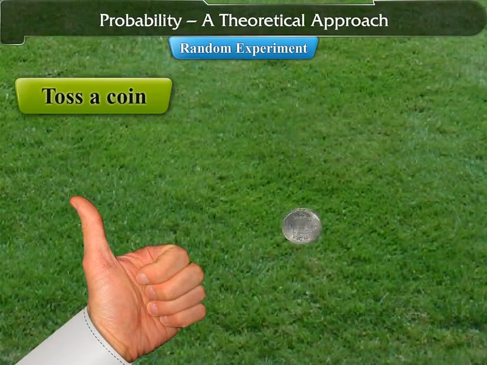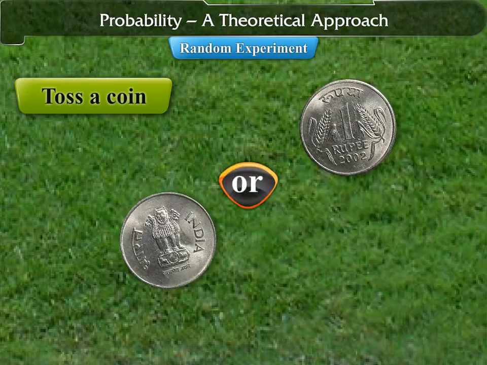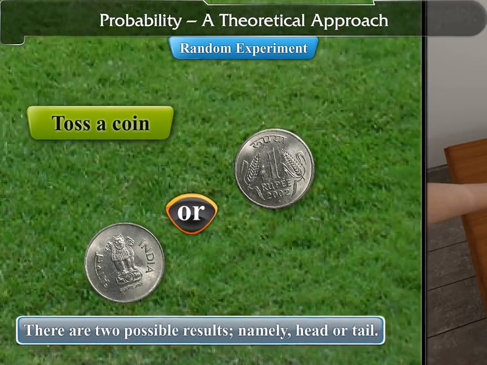Toss a coin. Can you predict what will appear on the topmost face, head or tail? No, we can't say whether it is head or tail. This means there are two possible results, namely head or tail.